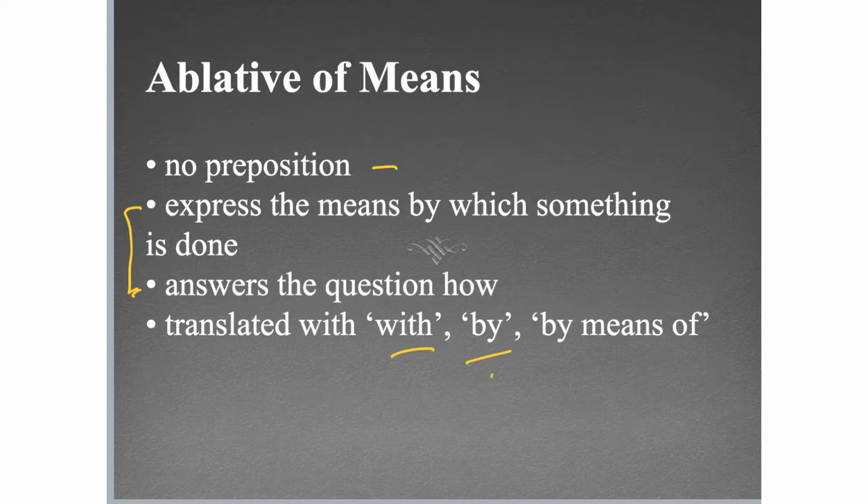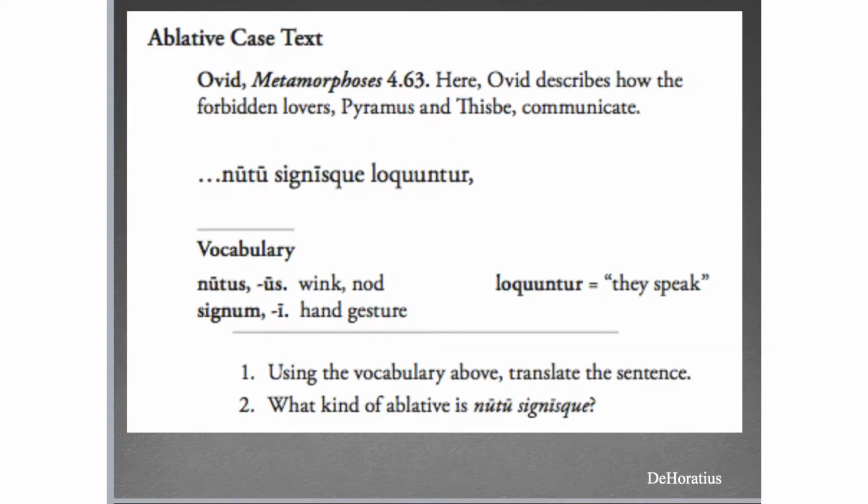Generally speaking, by is going to be with a passive verb. He was hit by the ball. Was hit, passive verb. By ablative of means, how is he hit? By the ball. With is generally going to be with an active verb. The pitcher hit him with the ball. That's not hard and fast. Sometimes those can be kind of interchangeable, but those are the primary translations of the ablative of means.